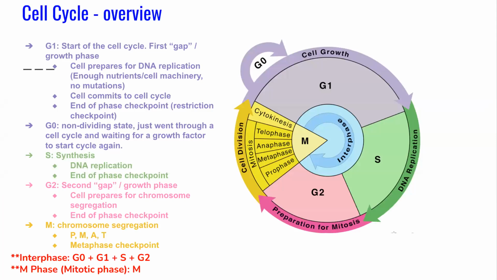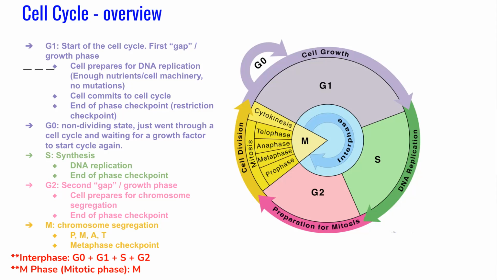Okay, so starting into an overview of the cell cycle, which is the beginning of topic 7. During G1, the first gap/growth phase of the cell cycle, the cell is preparing for DNA replication if it receives a growth factor signal. So it has to make sure it has enough nutrients, cell machinery, and no mutations in the DNA. If everything's looking good, it'll commit to the cell cycle at the restriction point.